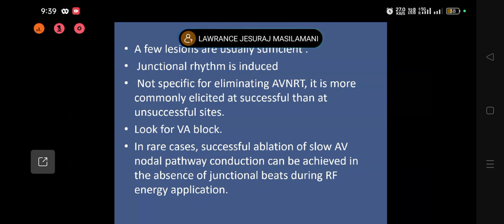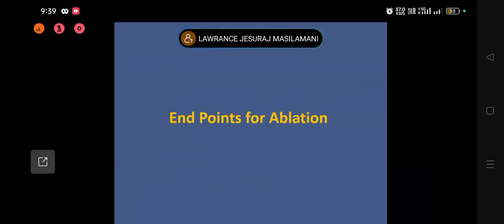But if you get junctionals, make sure you check again, because there are times you get very good junctionals and even after that your slow pathway is still there. Always look for VA blocks. There are very rare circumstances where you can get a slow pathway ablation done without junctional rhythms. I see it very rarely when I am giving a line from the CS OS to the IVC, which I sometimes do in very difficult AV nodal reentry cases. That's the one time I have seen that, but otherwise you always get junctionals for a successful ablation.